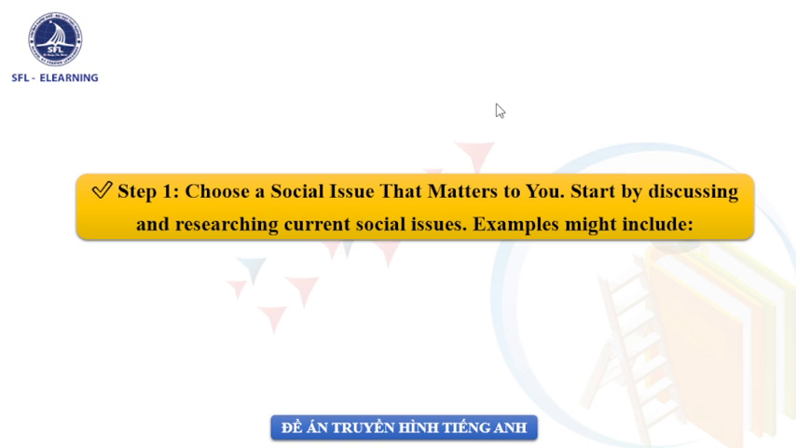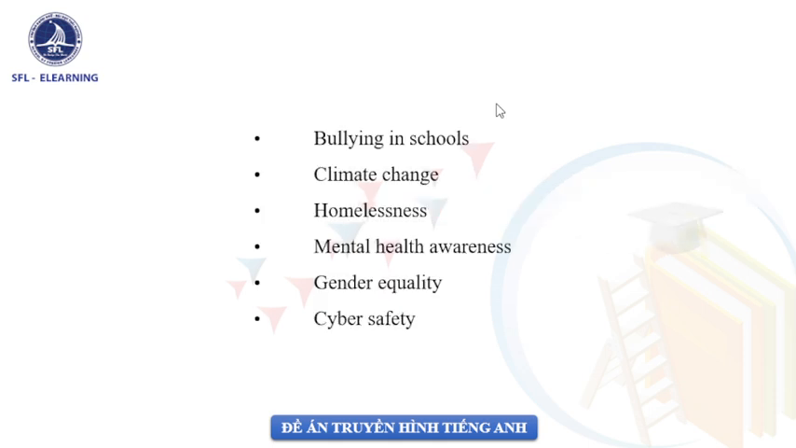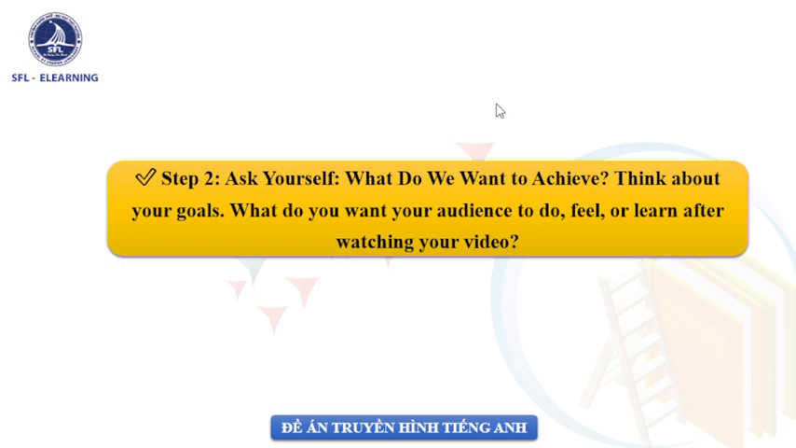follow the following steps. For example, in the first step, you need to choose a social issue that matters to you. Probably you can start by discussing and researching the current social issues. Some examples of the current social issues can be like bullying in schools, climate change, homelessness, mental health awareness, gender equality, or cyber safety. Well, in step 2, you might want to ask yourself the following questions.